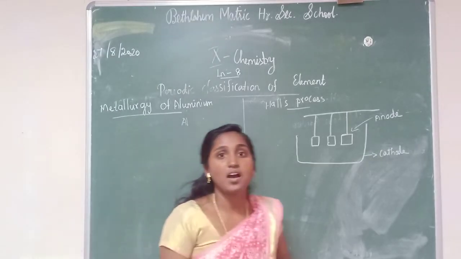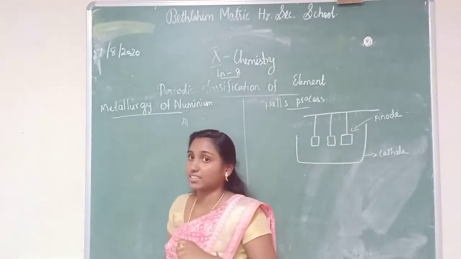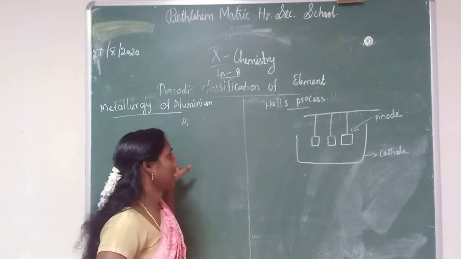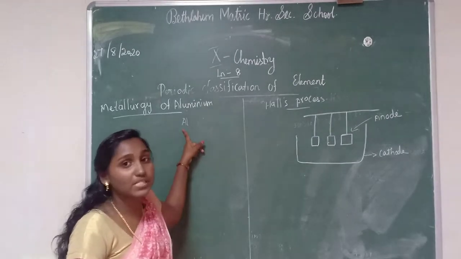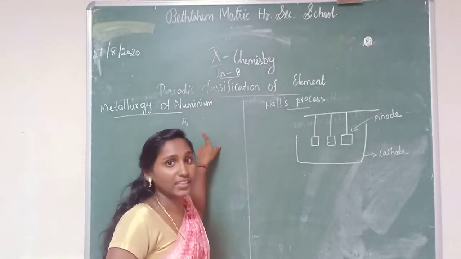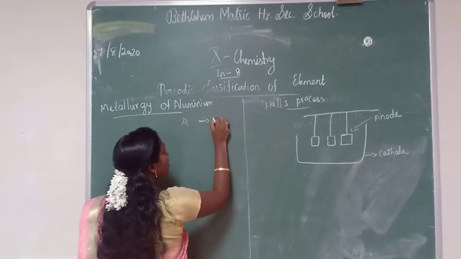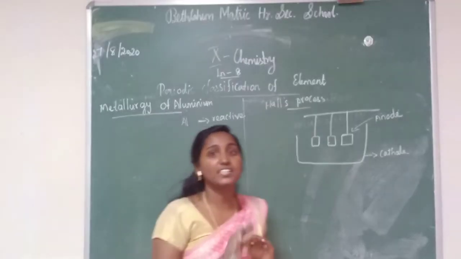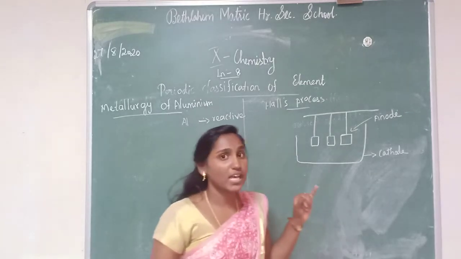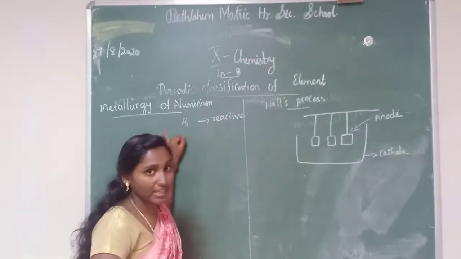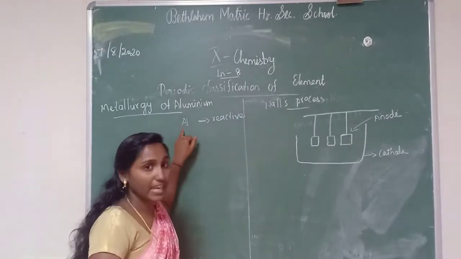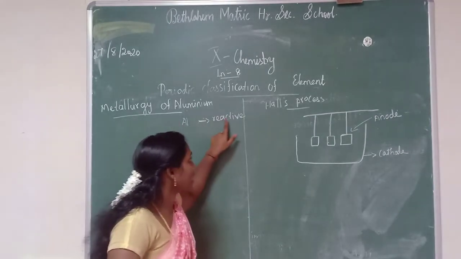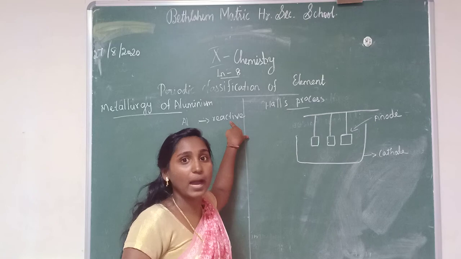This aluminium is the most abundant metal in earth crust. This is one more question. Which metal is the most abundant metal in earth crust? Aluminium. Aluminium is a reactive metal, so it will be present in combined state. So aluminium is the most abundant metal in earth crust, the symbol of aluminium is Al, and the color of aluminium is silvery white. It is a reactive metal and it will be found in a combined state.